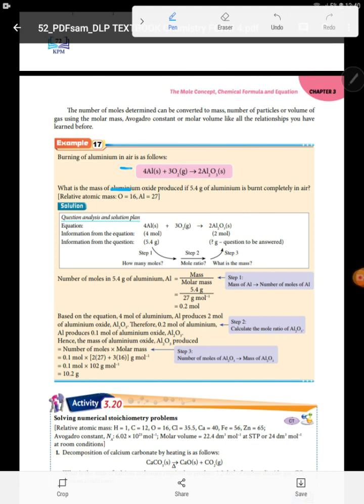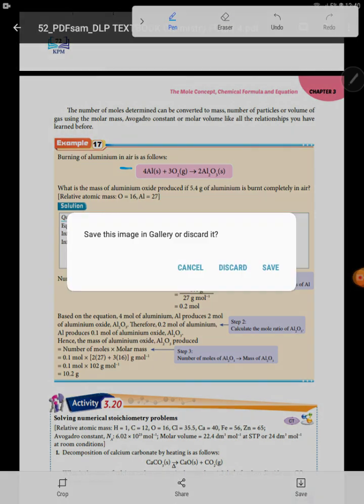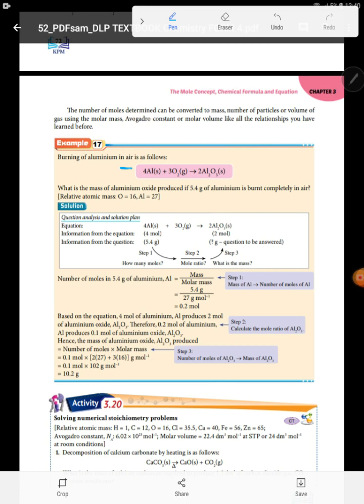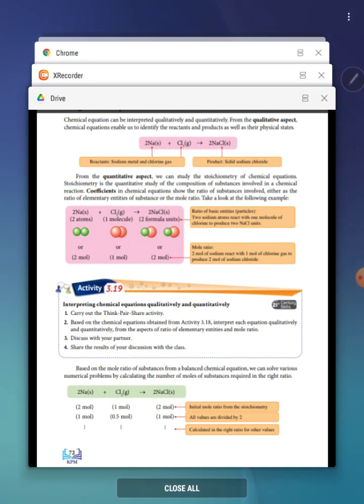Today we are going to discuss the numerical problem of chemical equation. Last time kita sudah bincang tentang how to balance the chemical equation. Kita akan repeat semula ataupun kita akan lihat semula bagaimana kita nak balance the chemical equation.